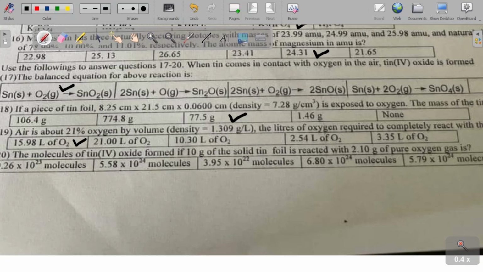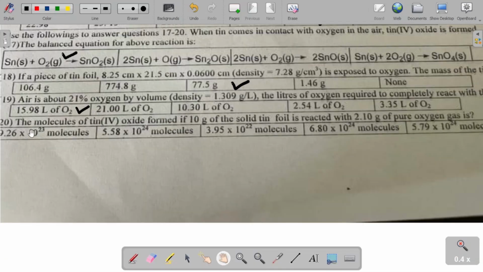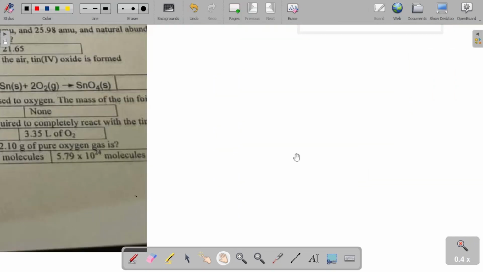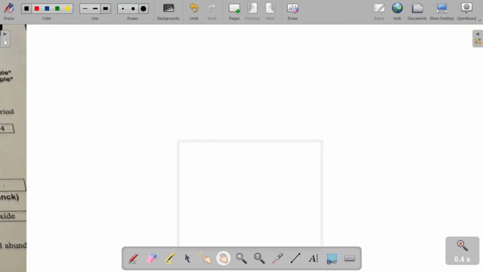Okay. All right. The last question there, number 20. Number 20 here says the molecules of tin(IV) oxide formed if 10 gram of the solid tin foil is reacted with 2.10 gram of pure oxygen gas. You have to find the number of molecules. Let's get the complete equation of the reaction.